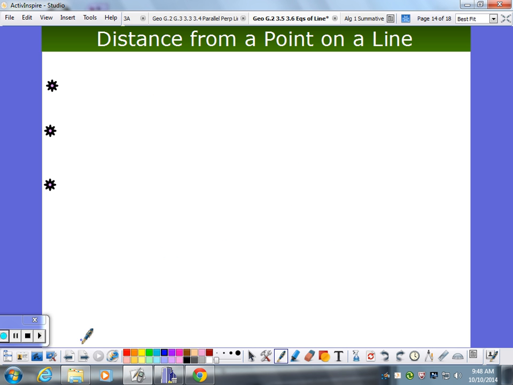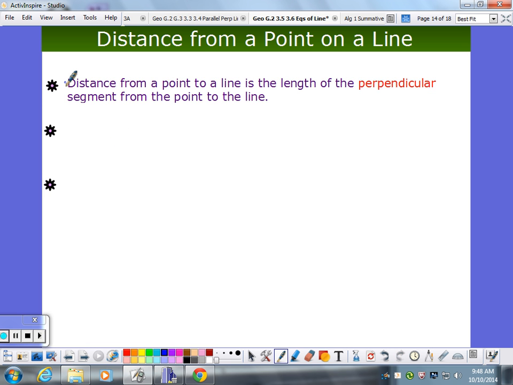Okay, this little topic is kind of like a bonus topic, distance from a point to a line, and it's a good review of distance. So we'll do this fairly quickly here. Distance from a point to a line is the length of the perpendicular segment. So if you have a point to a line, or even a line to a line, how do you measure the distance? You have to drop a perpendicular to it. That would be how you tell distance.